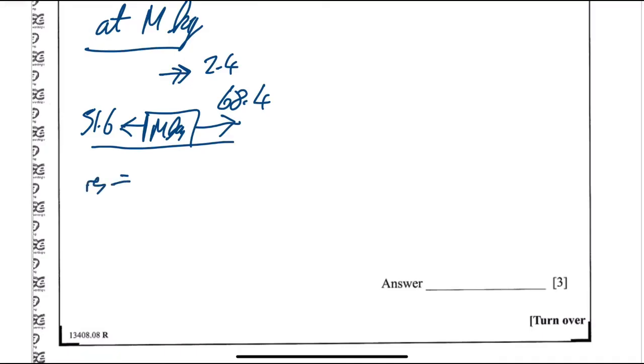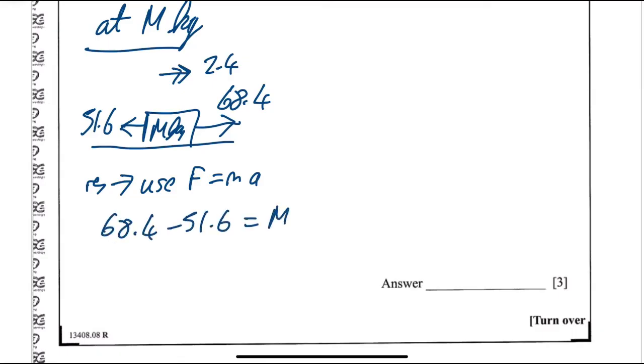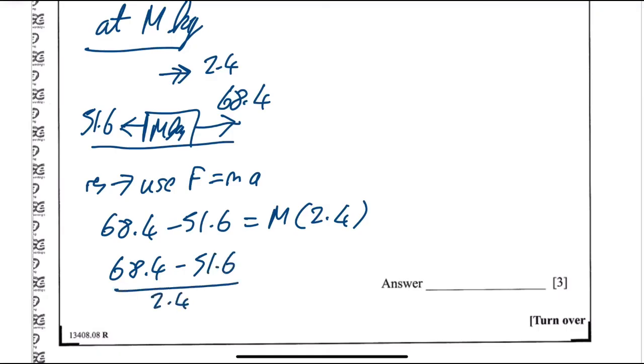We're going to resolve horizontally. We're going to use F equals ma. So the pulling force is 68.4. Going against it is 51.6. My mass is m, that's what we're trying to find, times my acceleration, which is 2.4. So that means 68.4 minus 51.6, all divided by 2.4, will be equal to m. When I worked that out, I got m was equal to 7. So a pretty nice answer. They haven't given any units, so I would just put in 7 kilograms.